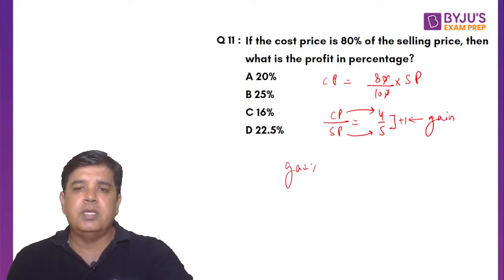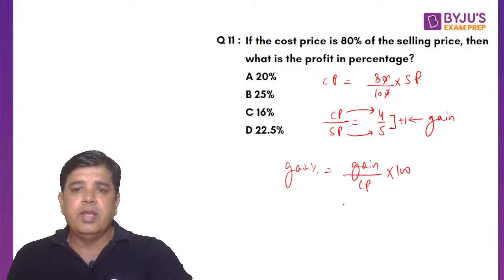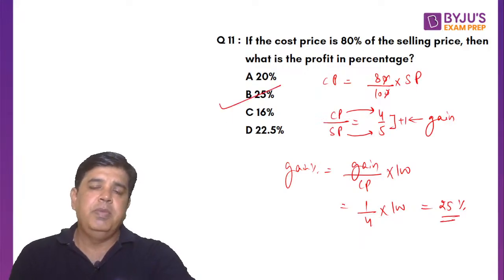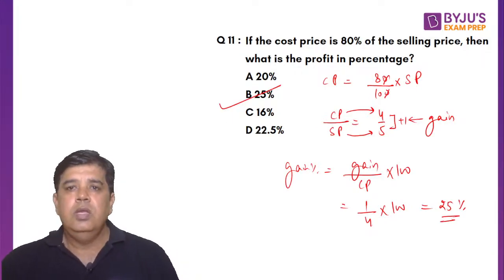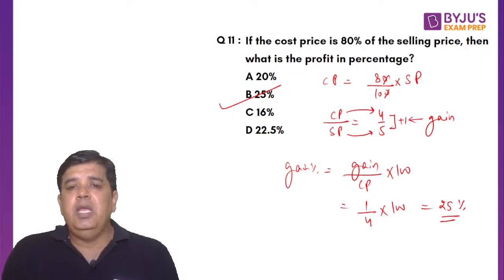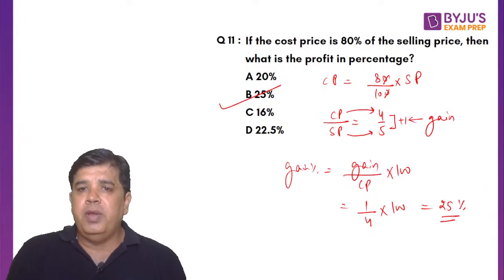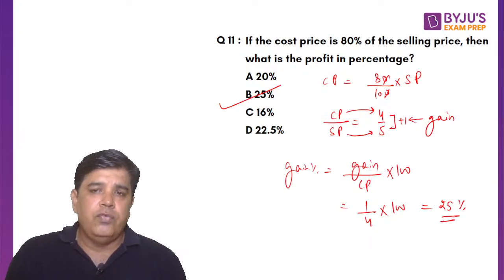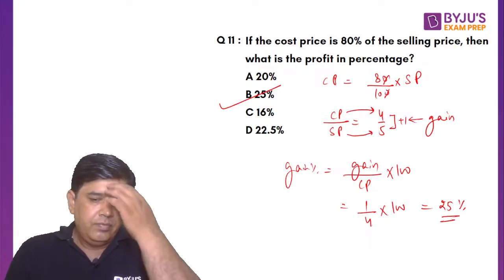What is the gain percent? Gain percent is gain upon CP into 100. What is the gain? 1. What is the CP? 4. So answer is 25%. B part. CP is 80% of SP. So CP by SP is 4 by 5. There is a gain of 1 on 4. Simple 25%. Right?